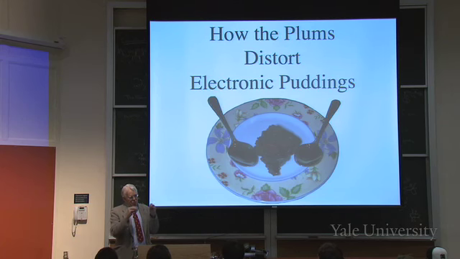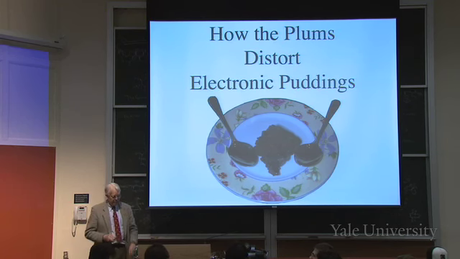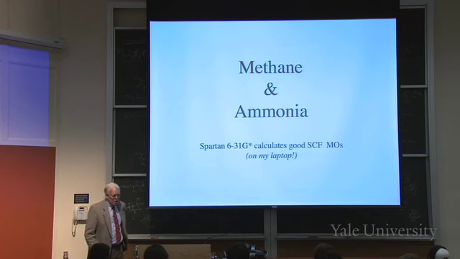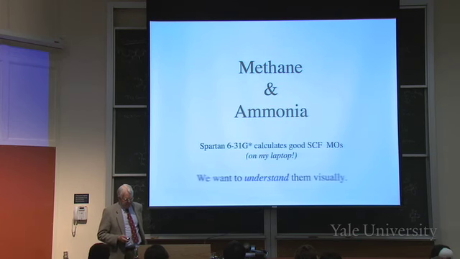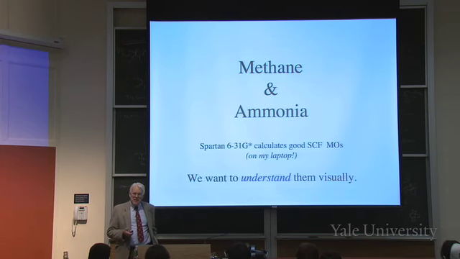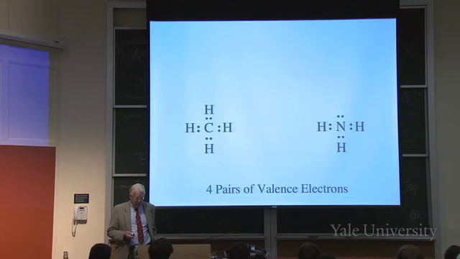But if you split the nucleus into several nuclei and move them around as the plums in the pudding, they'll change the shape of the electrons. How? That's what we want to look at today. Okay, so first we're going to look at methane and ammonia. And we want to understand them visually. Why do the orbitals in these molecules have the shapes they do?